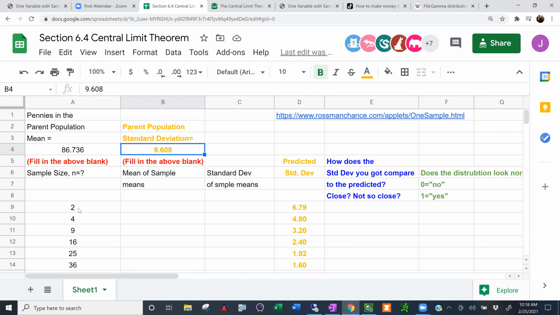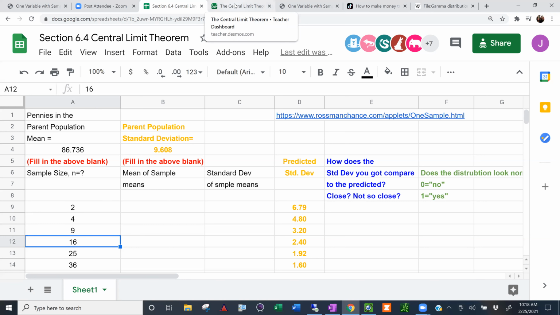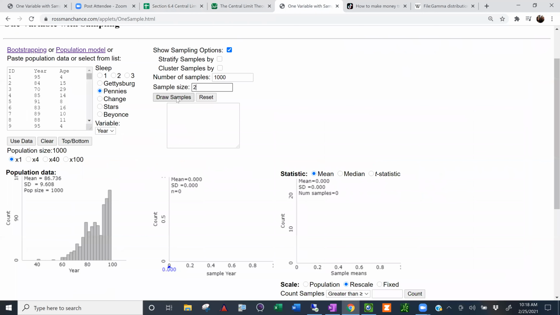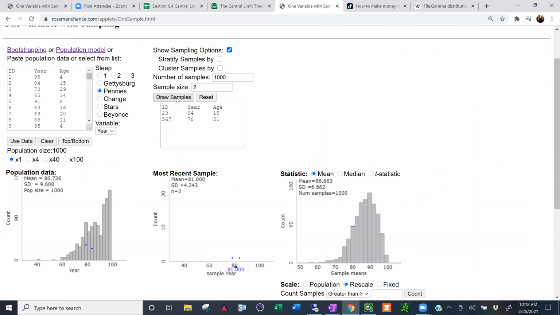We're going to take a look at what happens when we take a sample of size 2, 4, 9, 16, etc., and see what happens to the distribution of the sample mean. So there we go. When you're ready, you can click Draw Samples, and it's going to draw 1,000 samples of size 2 out of your distribution. It's going to look at the data, calculate the average age, and that's going to be 1 point.